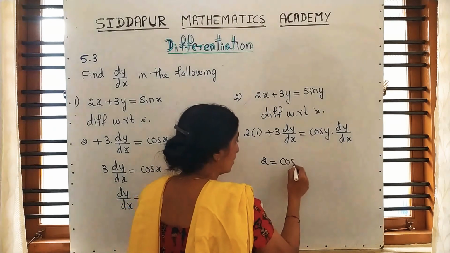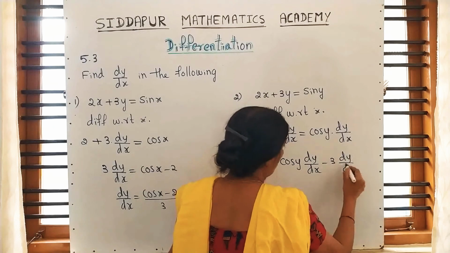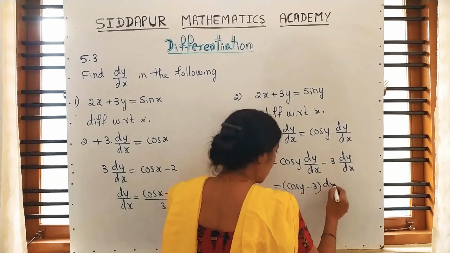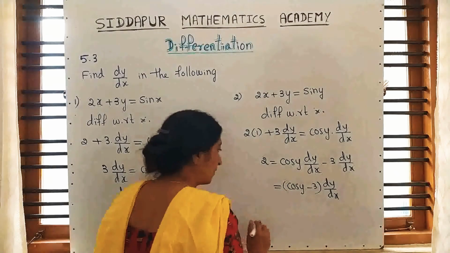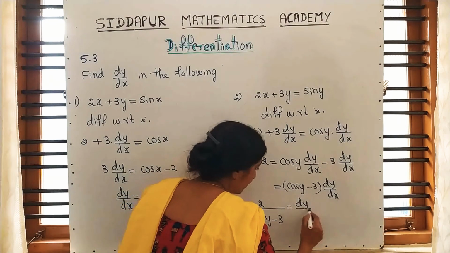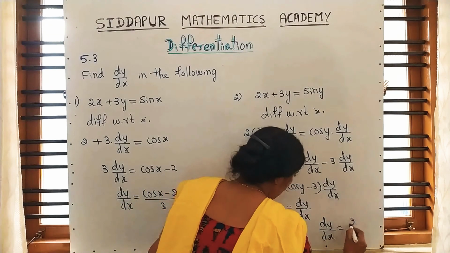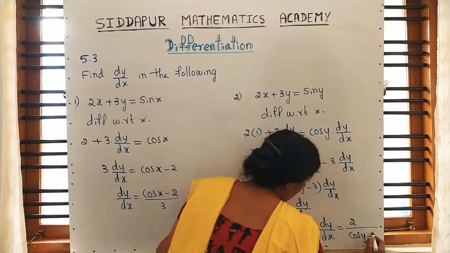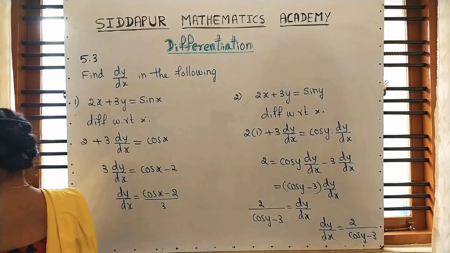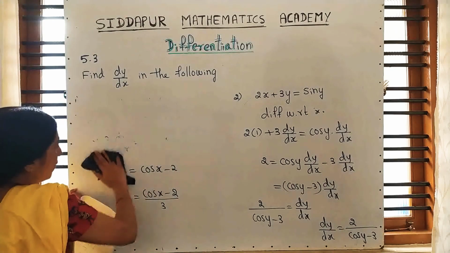2 as it is. Here cos y into dy upon dx minus 3 into dy upon dx. Cos y minus 3, because I am taking dy upon dx common. Take cos y minus 3 on this side. Multiplication changes to division. Correct or what? Or you can write dy upon dx is equal to 2 upon cos y minus 3. See, are the sums simple or what? You are feeling simple or what? Why? Because already we solved so many examples on differentiation of implicit functions.